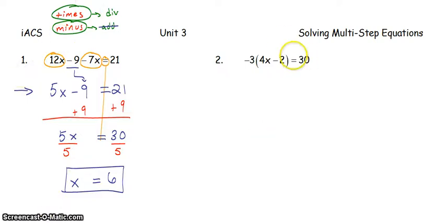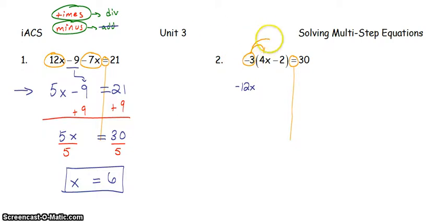Number 2 is same concept, different approach. The left side has these parentheses. So the concept is this is not simplified yet. In order to simplify on the left here, I'm going to have to use the distributive property first. So I'm going to distribute negative 3 to 4x. I get negative 12x. The distributive property is multiplication.